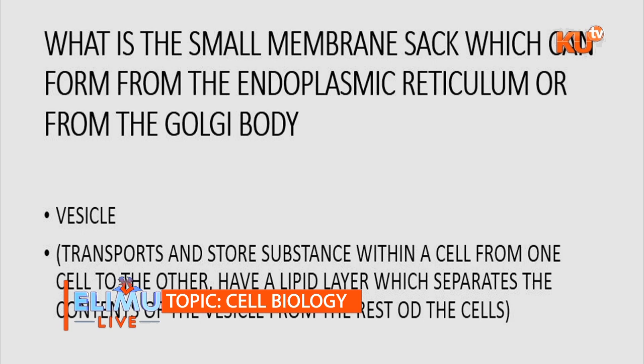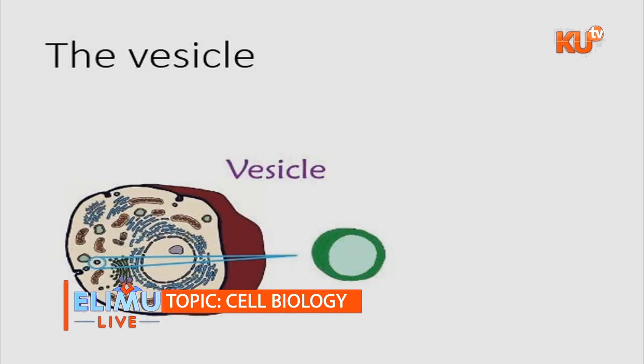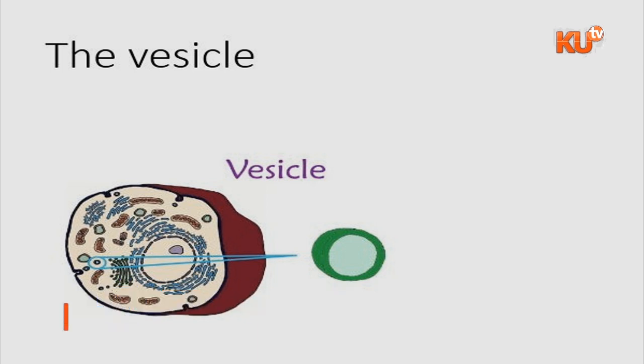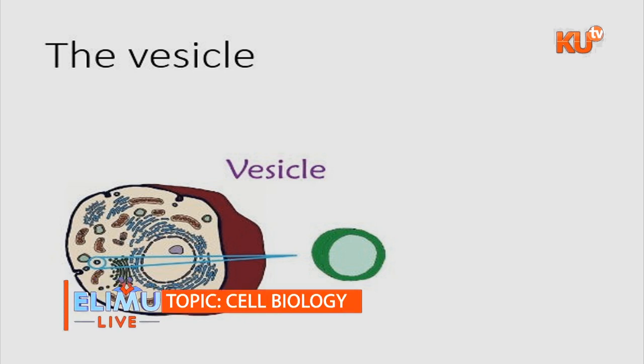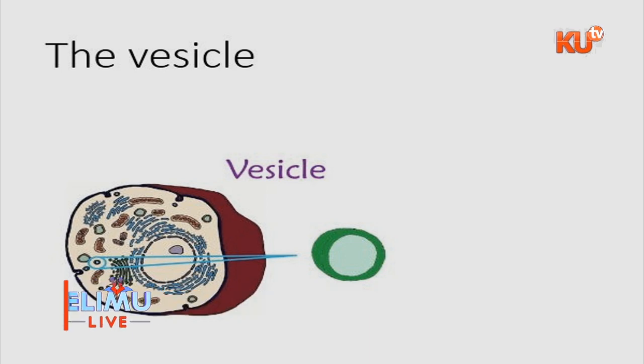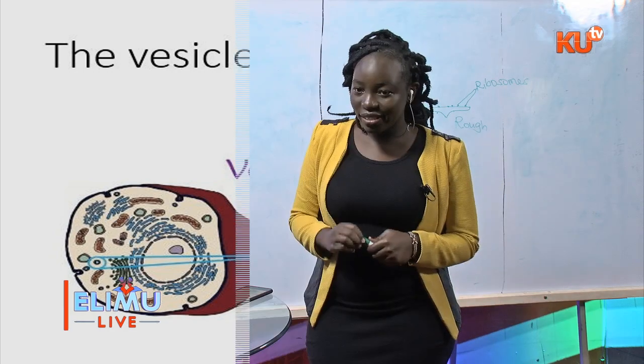I'm going to give you the structure of the vesicle, which is in the next slide, just to show you what a vesicle looks like. That is the vesicle. It can form from the endoplasmic reticulum and the Golgi body, and we have seen its function. So in case you didn't know what a vesicle looks like, there it is on your screen. We are going to the next question.